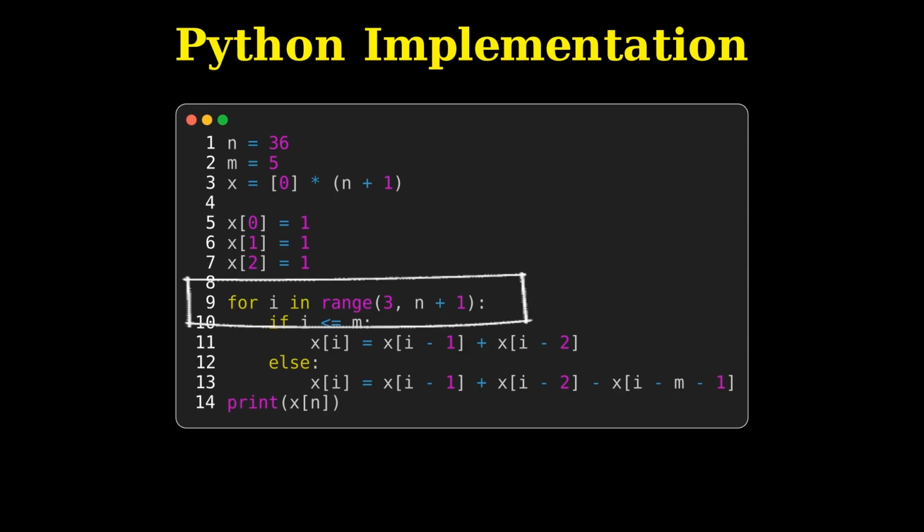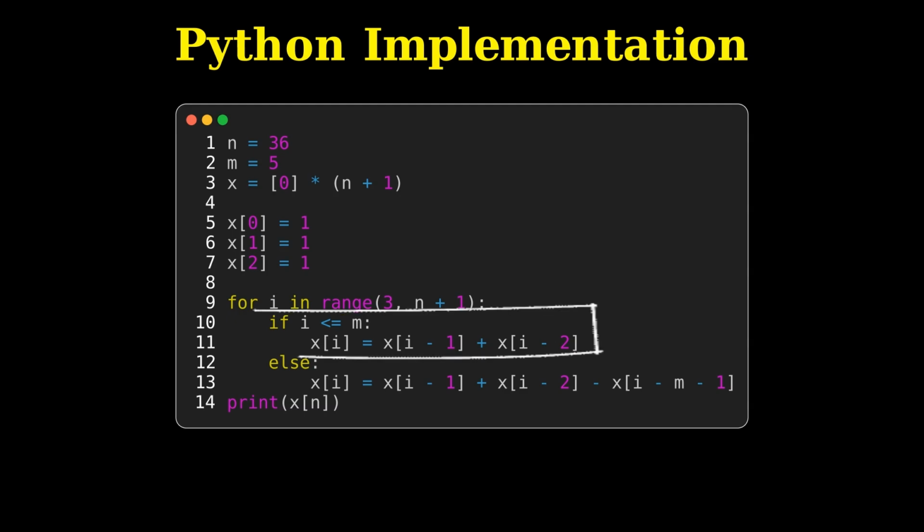Now comes the interesting part. We start from month 3 and go up to month n. This is where we apply our recurrence relation. Notice this conditional. If we're still within the first m months, we use the classic Fibonacci formula. Why? Because no rabbits have died yet. They haven't lived long enough to exceed their lifespan.